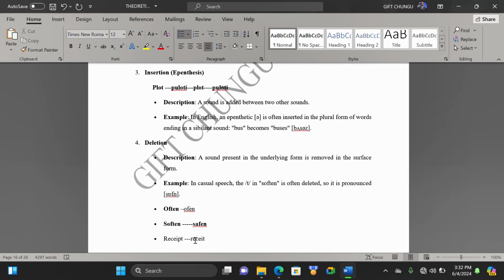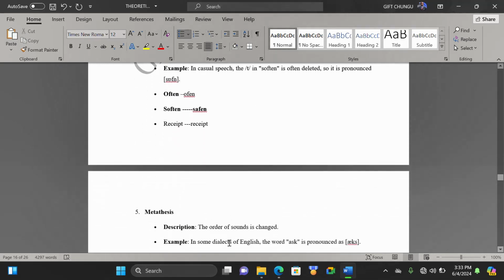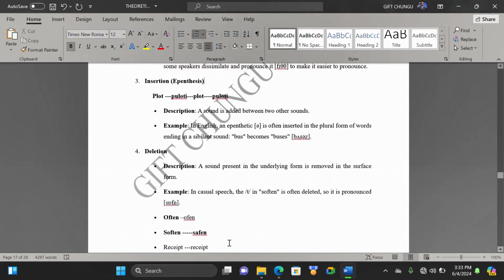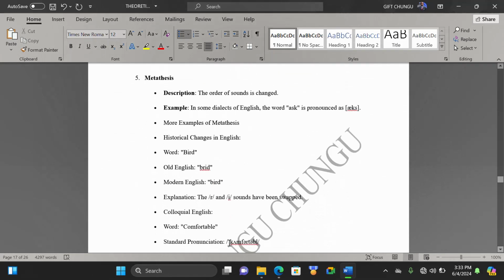What we say is this receipt. That is what we say, but in the actual sense, it is like that. So that is what we are looking at. So when we are looking at deletion, a sound is deleted from where? From the word. That is what we look at.